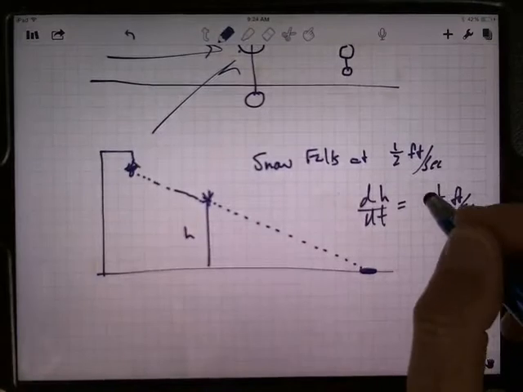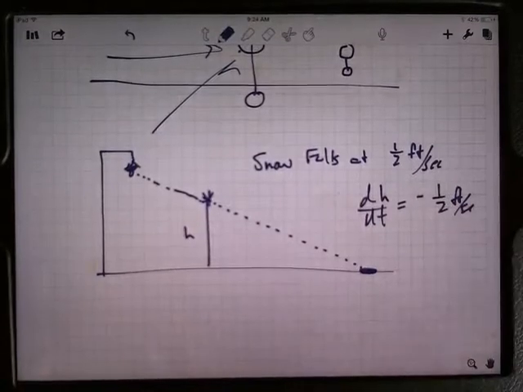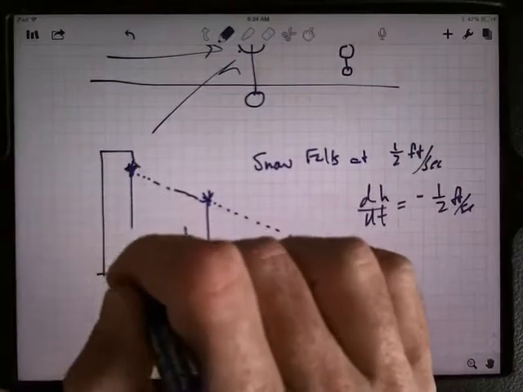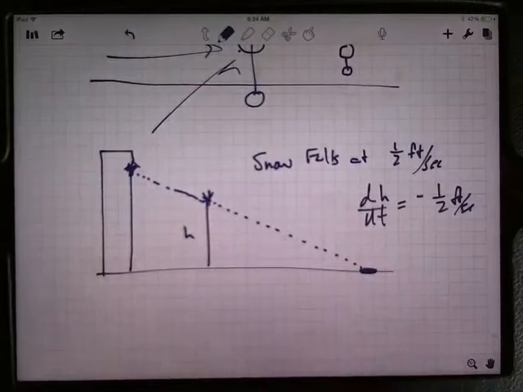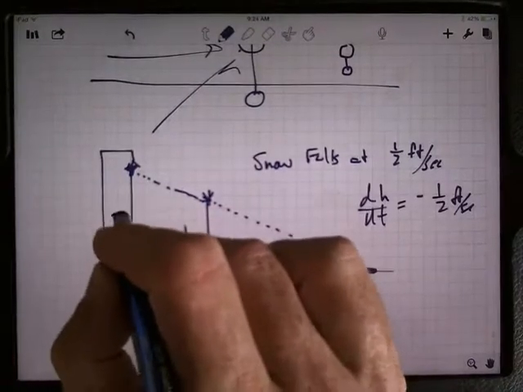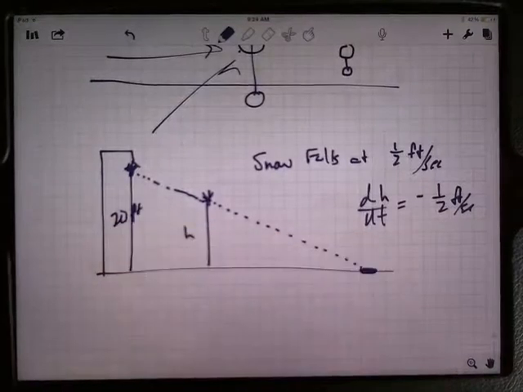H is getting smaller, so this is minus a half a foot per second. Okay. I need to tell you how tall the street light is. Well, let's just assume it's the same street light as in the previous problem. So that was 20 feet high, right? So the street light's 20 feet tall.